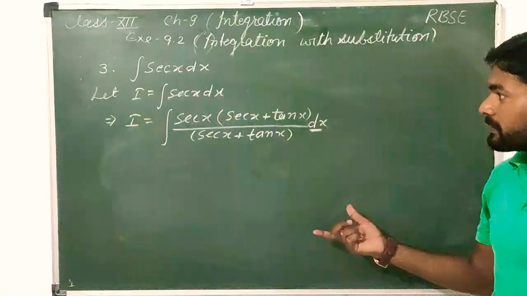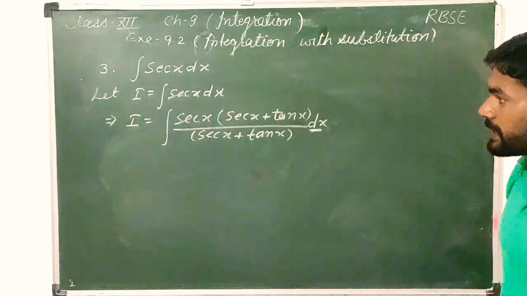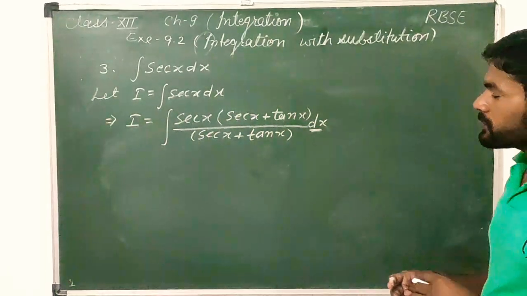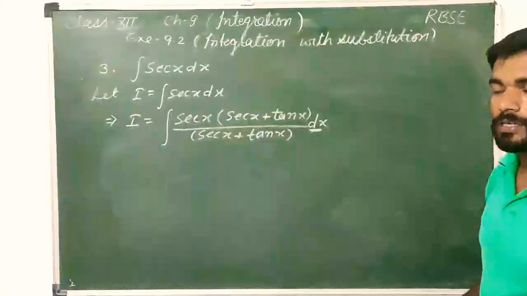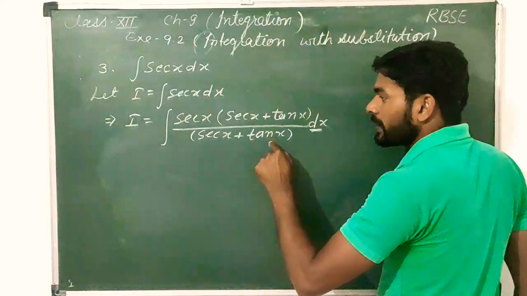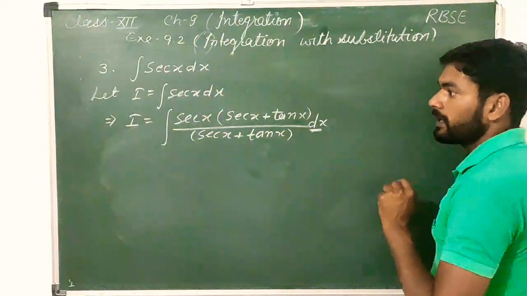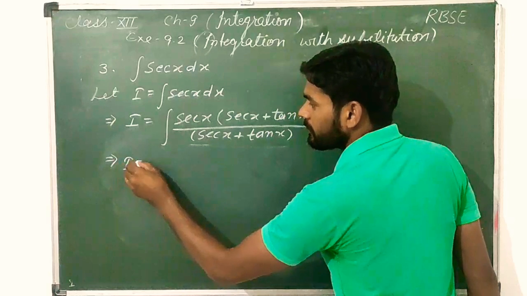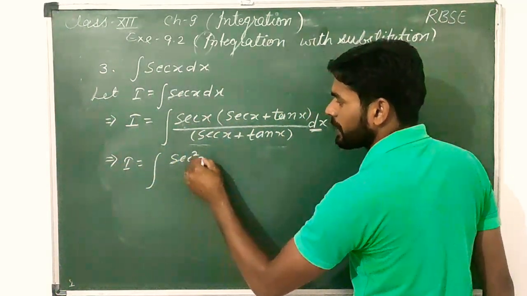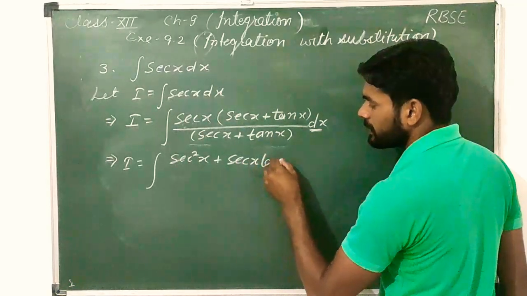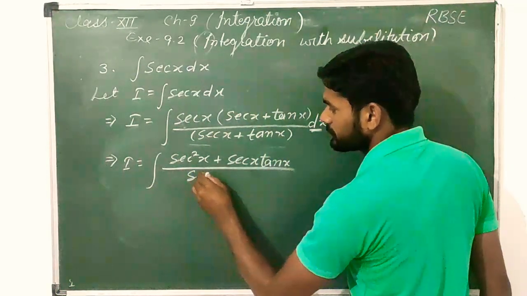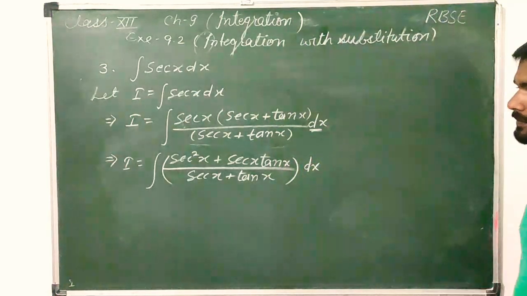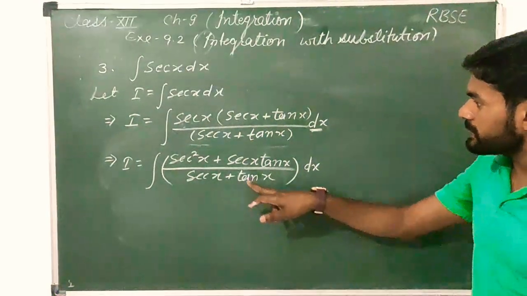You will think, sir, what is this? Yes, it is a learned step, and you will do the same thing for some other cases. It doesn't happen that a question has fixed steps that you can judge by type. Actually, this step will make this question very easy. How? Just open the bracket. I is equal to sec square x plus sec x tan x upon sec x plus tan x into dx. And we know that the differentiation of the denominator is equal to the numerator.